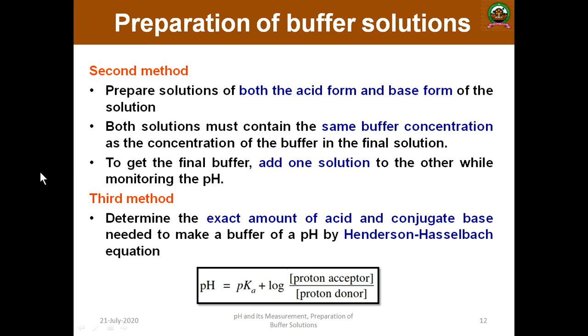Then the third method is based on the Henderson-Hasselbalch equation. Determine the exact amount of acid and its conjugate base needed to make a buffer of a particular pH by the Henderson-Hasselbalch equation. Here you can see pH is equal to pKa plus the logarithm of the concentration of acceptor divided by the concentration of donor, the ratio of the proton acceptor to the proton donor.